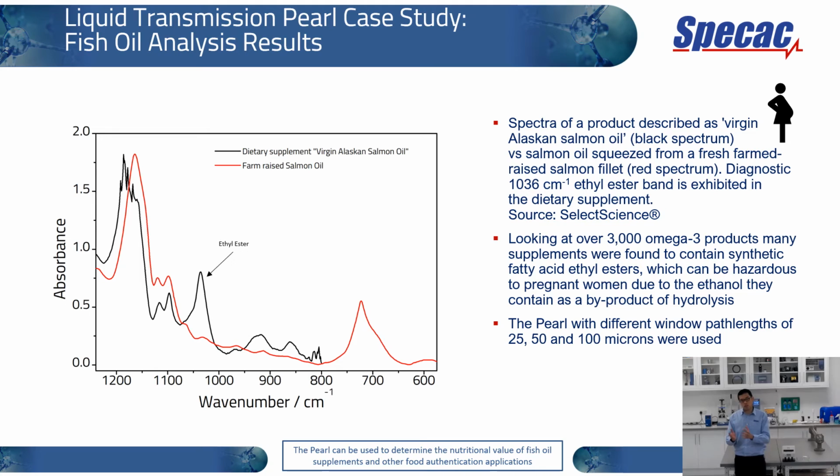So in this particular example, we have spectra of fraudulent fish oil versus oil expressed from fresh fish. In black is a spectrum from the fraudulent oil tablet, where we're quantifying the ethyl ester at 1036 wave number. But in the red spectrum from the fresh fish, you don't see the ester peak. Essentially, the ester goes through hydrolysis to create ethanol as a byproduct, which is then potentially hazardous to pregnant women.